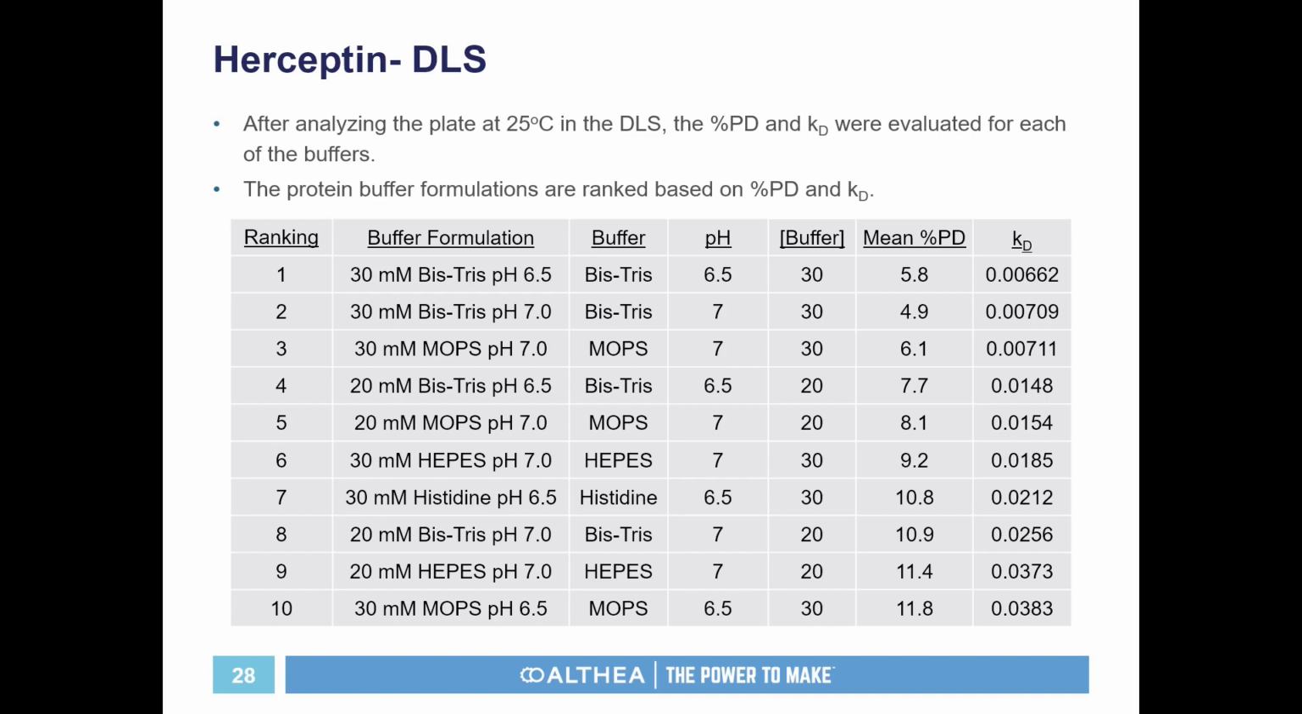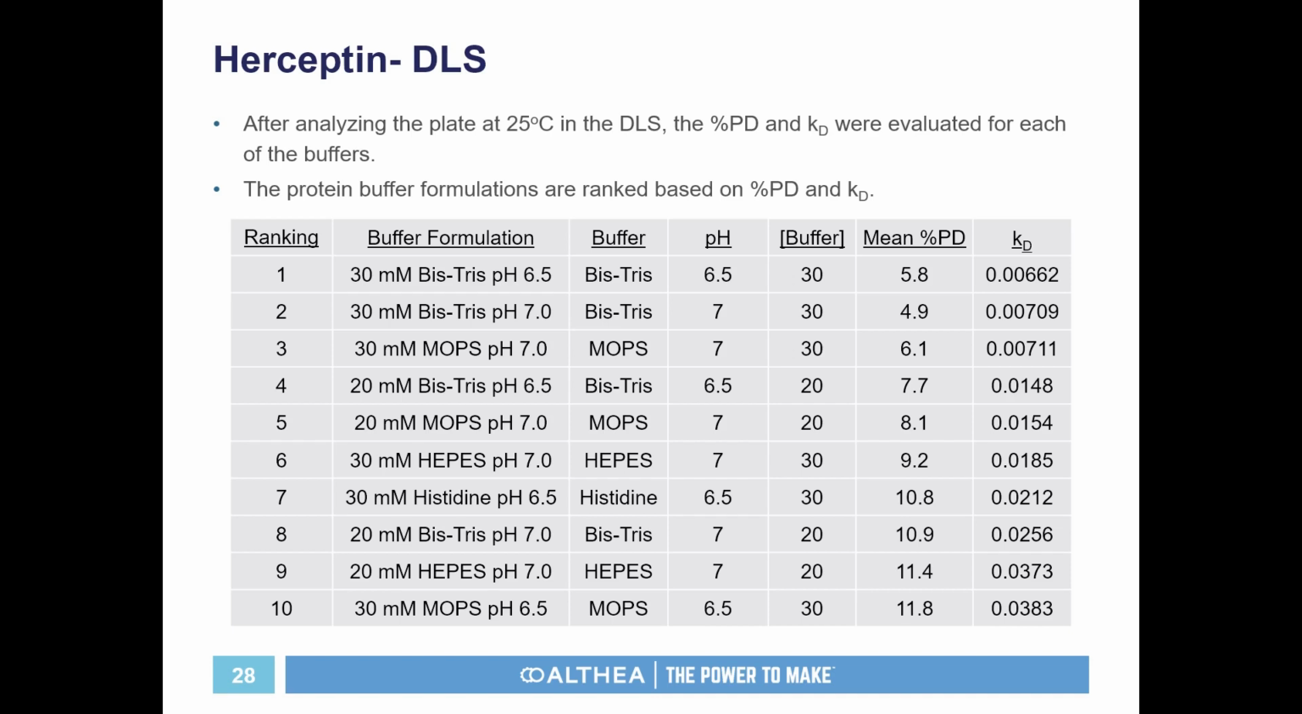And another thing that I'd like to point out is that the table that we're looking at here, these top 10 buffers, this is the table for T1. And T1 is the results 24 hours after the buffer exchange process. Our ranking system takes into account T1 and T0, T0 being immediately after the buffer exchange. And we're interested in these two time points because we want to see if there's any change in the percent PD or the KD values in that matter of 24 hours.